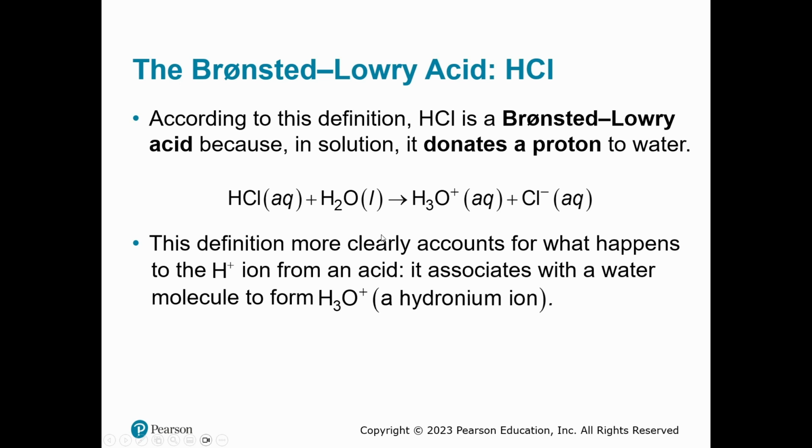So HCl, which we already defined as an Arrhenius acid, is also a Bronsted acid because it can donate a proton to something else. In this case, water is the Bronsted base. It's able to accept the proton and become hydronium.